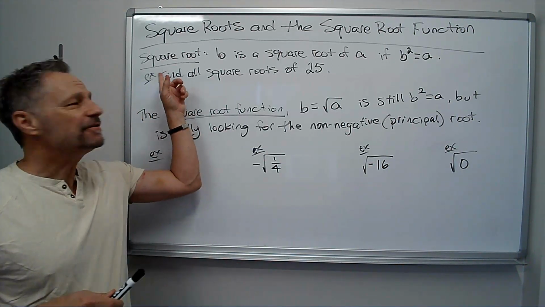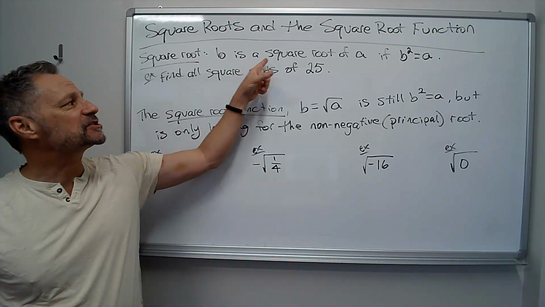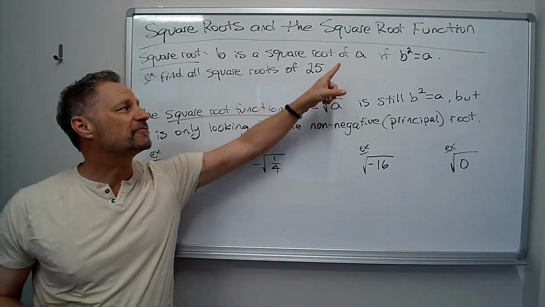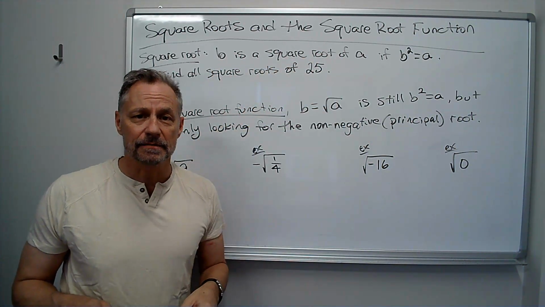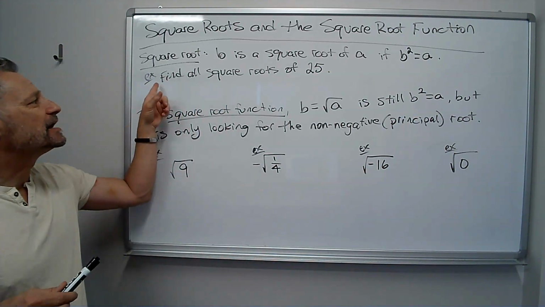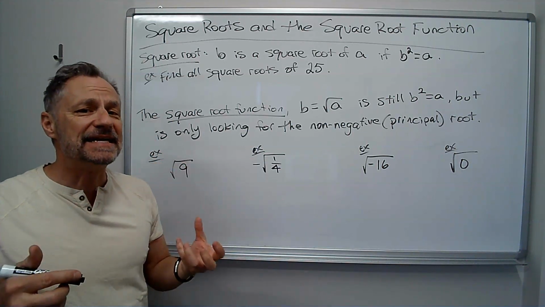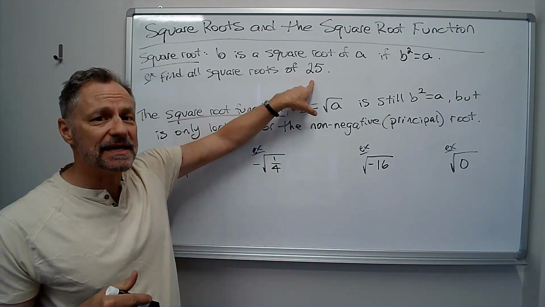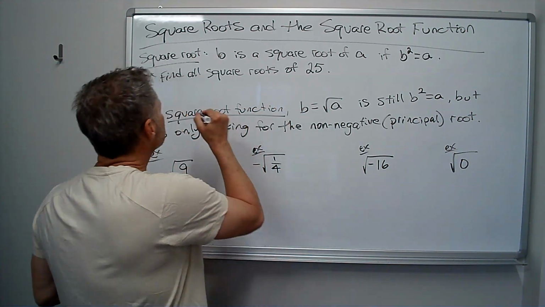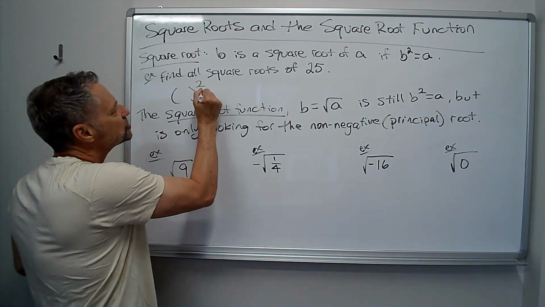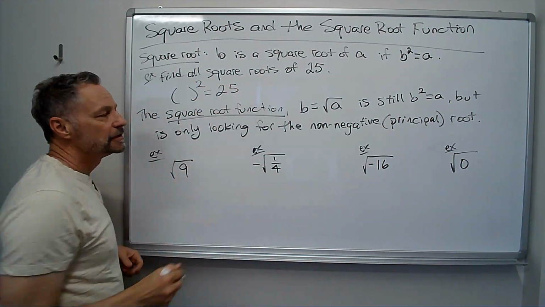Okay, so the definition of a square root: b is a square root of a if b squared is equal to a. Let's look at an example of what they mean. Find all square roots of 25. Well, I need to find a number that when I square it, it equals 25. In other words, I'm looking for something squared to equal 25.